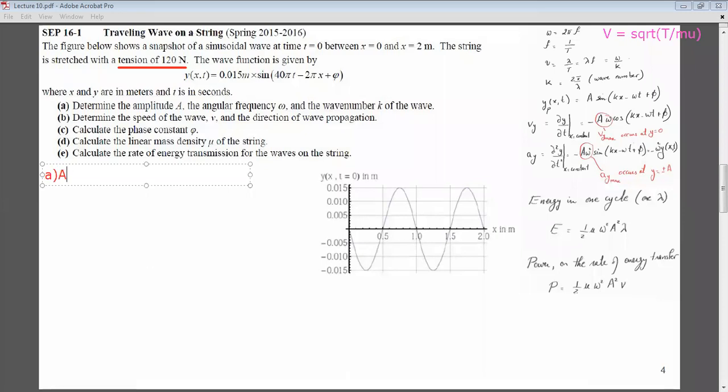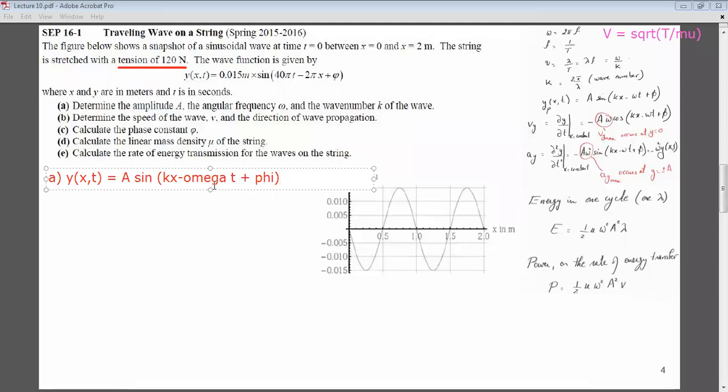Determine the amplitude A. Here you just have to remember that y of x and t is equal to A sine(kx minus omega t plus phi). By the way, it can be kx minus omega t or omega t minus kx. It's the same thing. This is not a big issue.